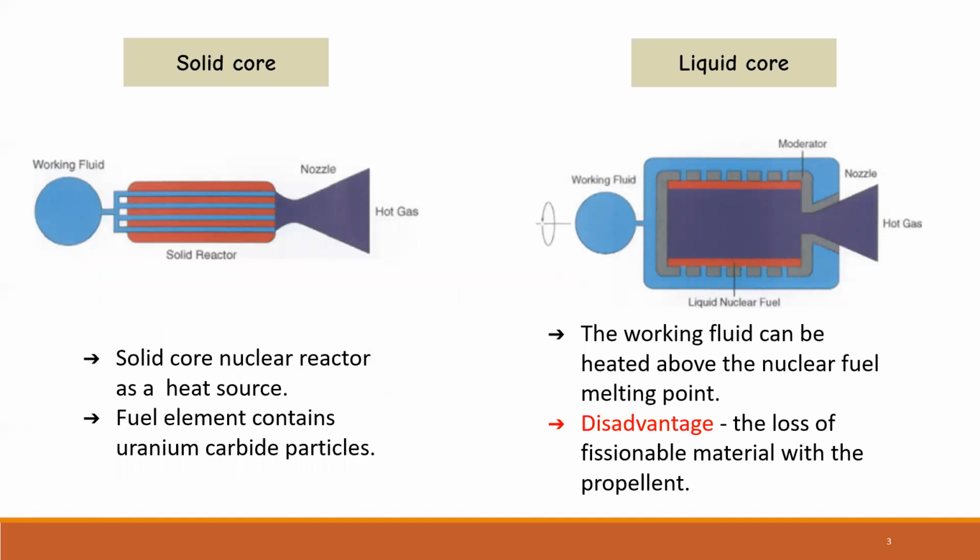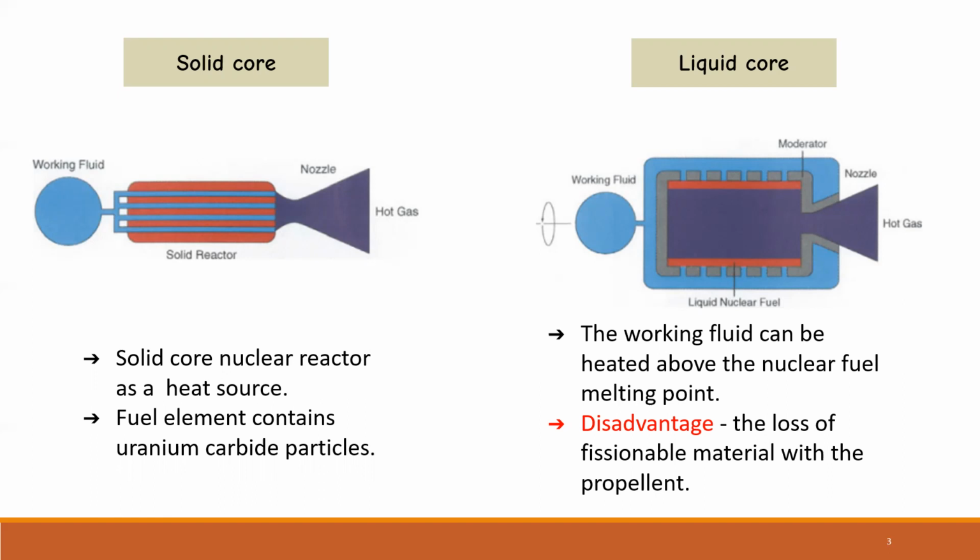And in this there are two cores, solid core and liquid core. We can understand with the help of the diagram. In the solid core, there is the working fluid, the middle part is a solid reactor, then the nozzle, and last the hot gases produced. In the solid core, the nuclear reactor is the heat source, and the fuel element contains uranium carbide particles. In the liquid core, the working fluid can be heated above the nuclear fuel melting point. The disadvantage of a liquid core is the loss of fissionable material with the propellant.